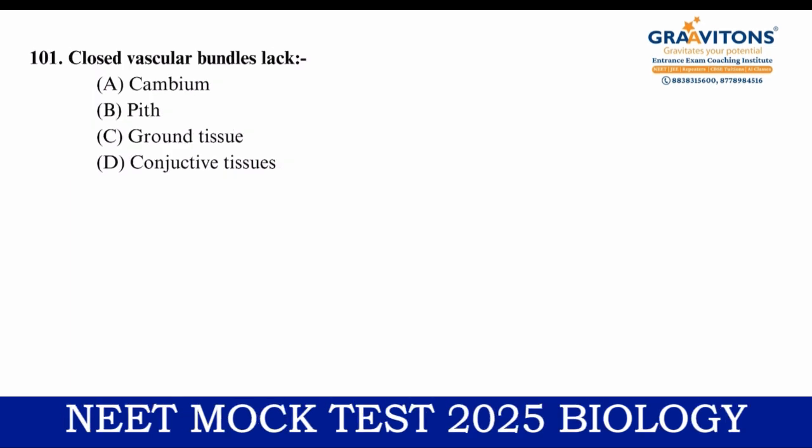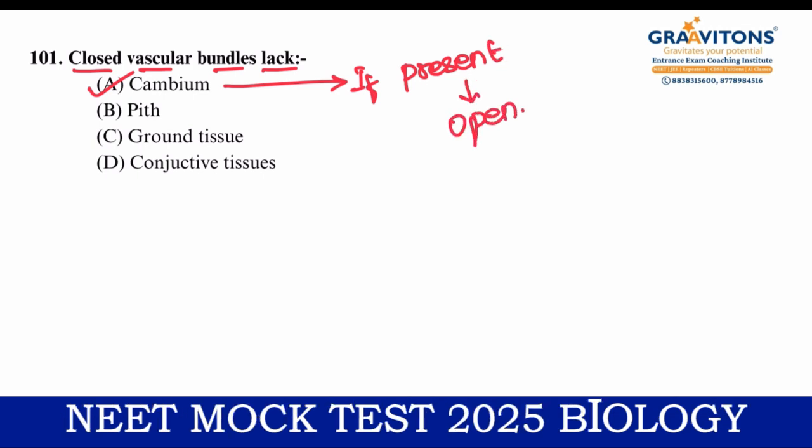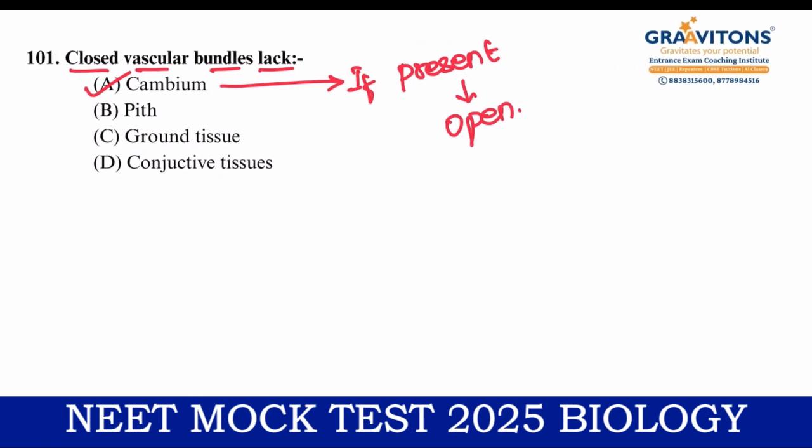So the next question, closed vascular bundles lack. Which is not present in the closed vascular bundles is cambium. If cambium is present, the vascular bundles will be providing secondary growth. So it is called an open vascular bundle. Closed vascular bundles will be lacking cambium. Answer is option A. Next question.